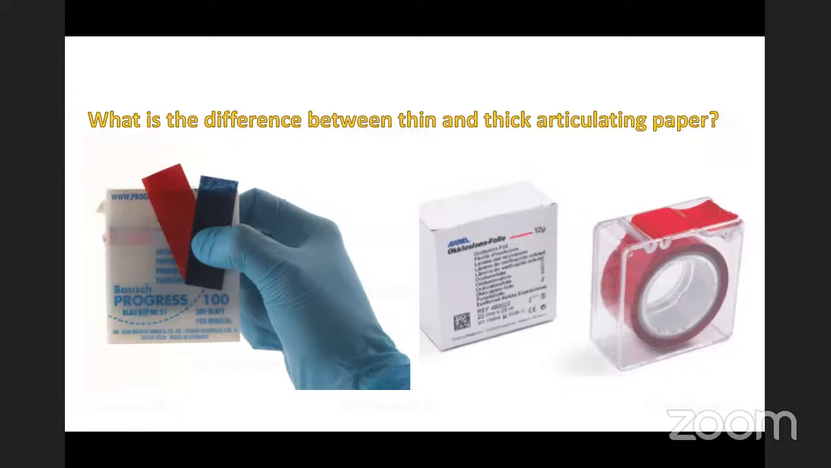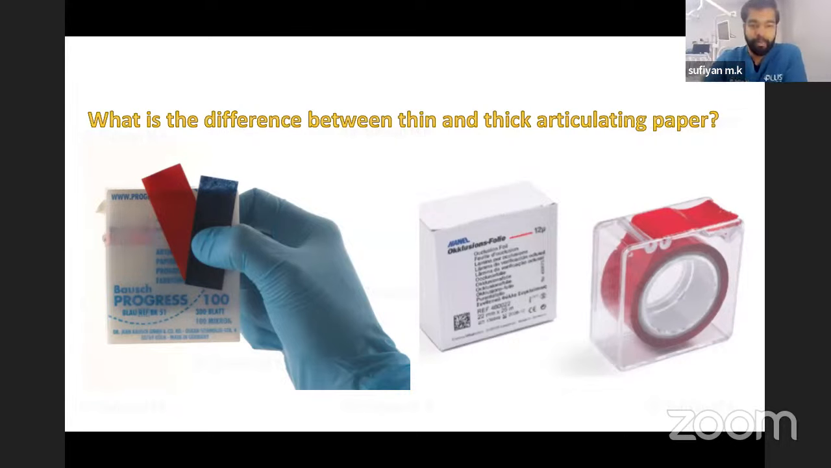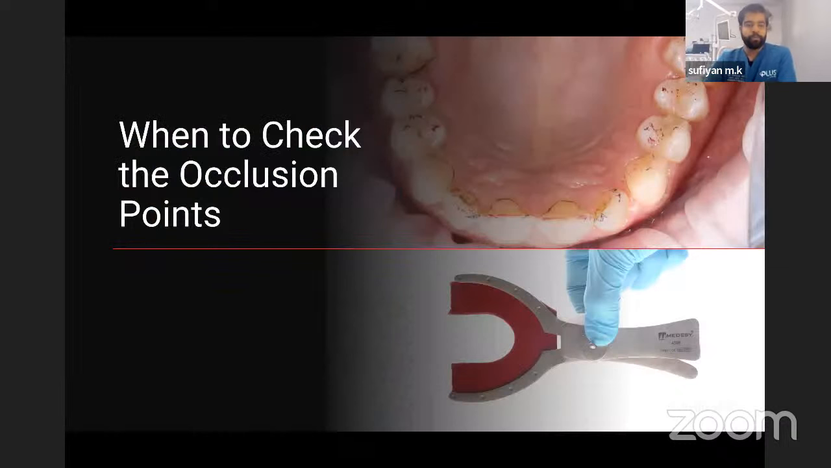So I am fine with getting a larger area. I am not fine with having an occlusal point where all the occlusion is concentrated in that particular point. I'm not happy with that. So I'll try to get an occlusal area, but at the same time, I'll also try to get an area which has very minimal and healthy occlusal marking, not overloaded in one particular area, right? So that's the difference between the thicker articulating paper and the thinner articulating paper. So when to check the occlusion?